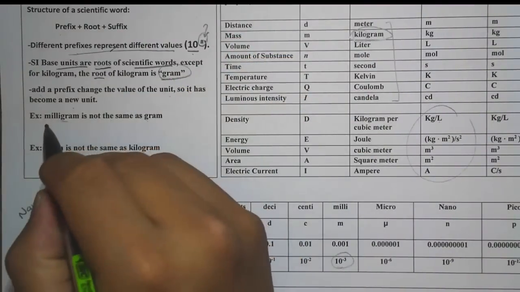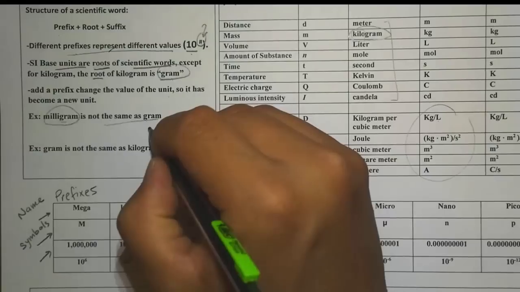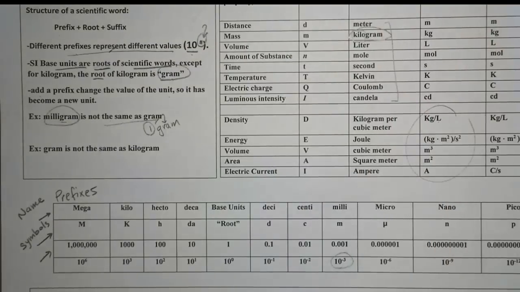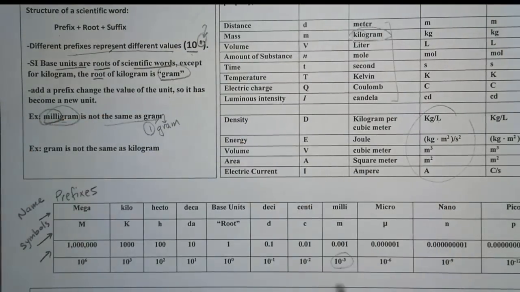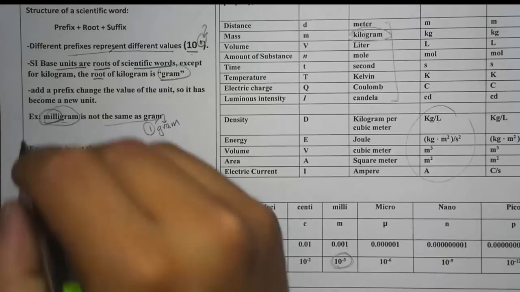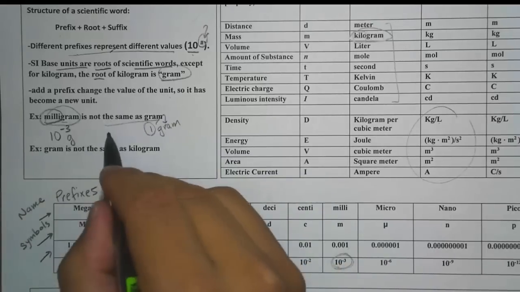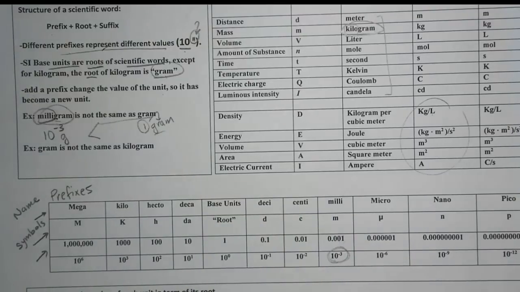For example, milligram is not the same thing as gram. Because gram by itself, we know it is just 1 gram, because 1 represents the identity of that particular substance. But when we have the prefix milli, that milli is representing 10 to the negative third. In terms of decimal, it's 0.001. So this is actually 10 to the negative 3 gram. This is a lot smaller than gram. You see now how these two are completely different units.